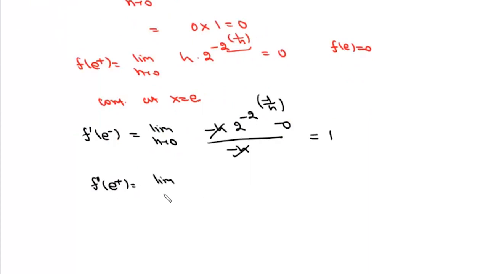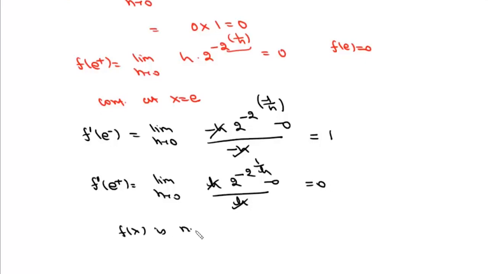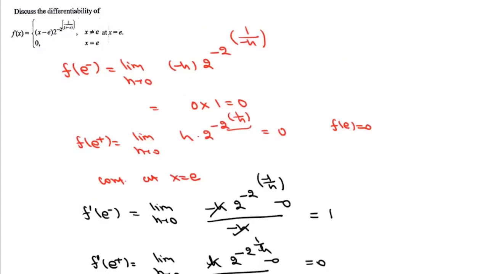And if we find its right hand derivative, it will be f dash e positive, which is the limit as h tends to 0. Now it will be this h 2 to the power minus 2 to the power 1 by h, minus 0, upon h. Now h and h will cancel. Now this is 2 to the power infinity, 2 to the power infinity is infinity, and 2 to the power minus infinity is 0. So in this case, left hand derivative is not equal to right hand derivative. Therefore, this function f(x) is not differentiable at x equals e. And that is the answer to this question.